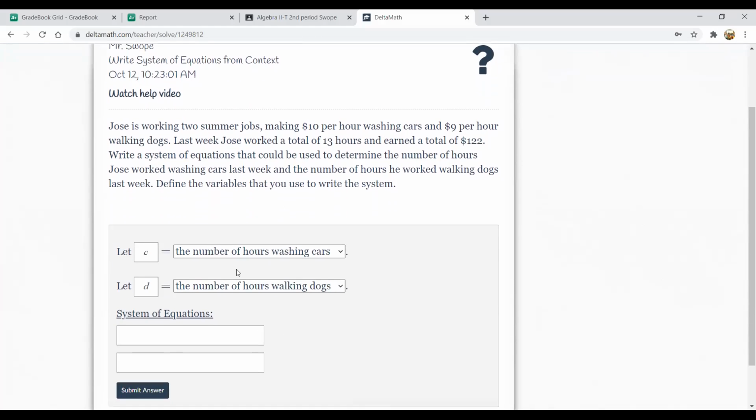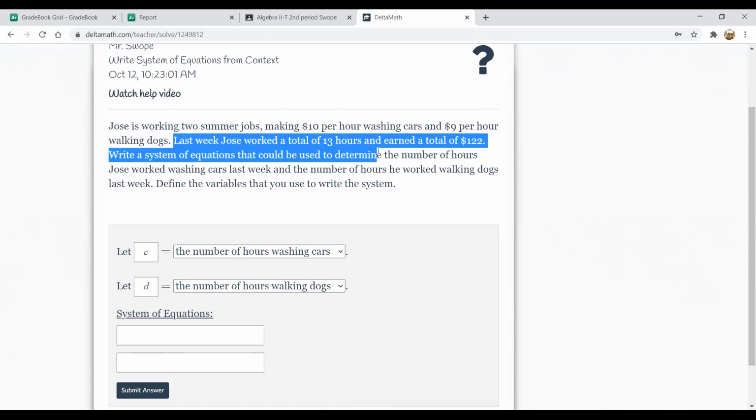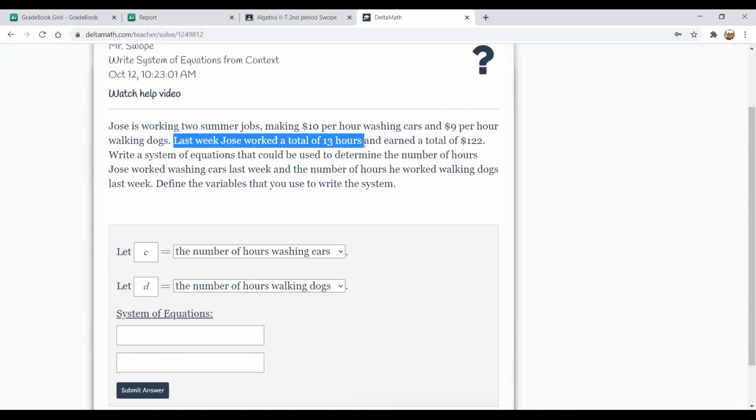So this is where it can be a little bit tricky. You want to see what's happening in the problem. Usually it depends on the kind of word problem you have, but a lot of times you have a total quantity, and then sometimes you might have something more specific. So you want to be able to pull out 2 equations. For example, here we have that he worked a total of 13 hours and he earned a total of $122. Since I see 2 totals, I know I'm going to have 2 equations. One equation is going to equal 13 for the number of hours. One's going to equal the total amount of money.